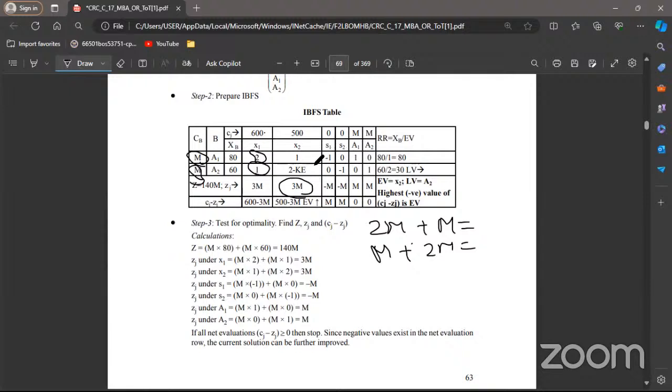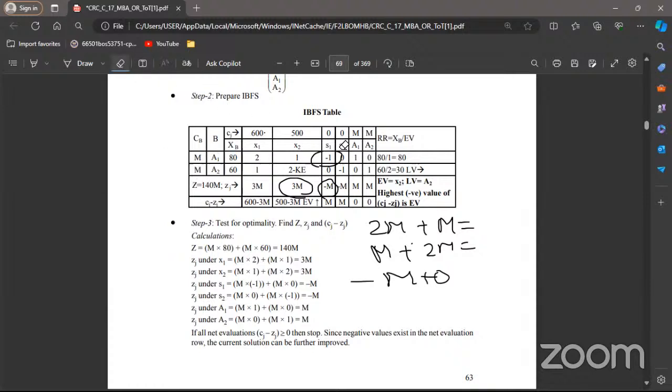Then minus 1 into M is how much? Minus M. 0 into M is 0. So are you seeing minus M here? Yes, ma'am. So find out the Zj's. All the Zj's we have to find out.